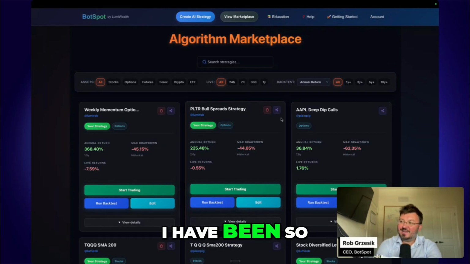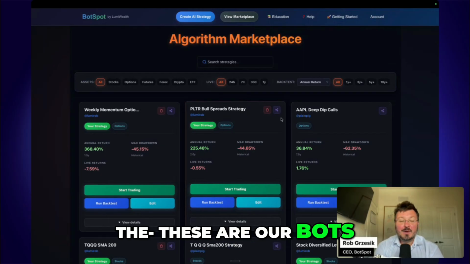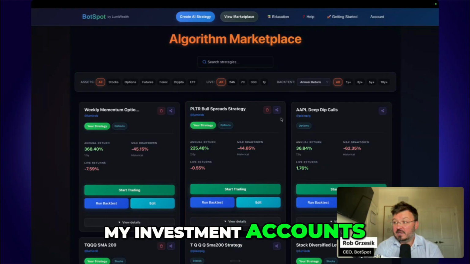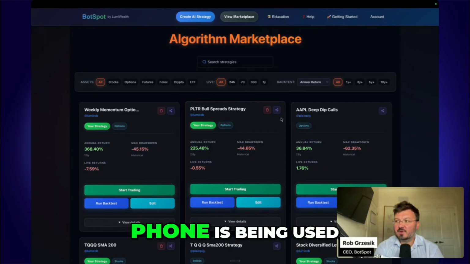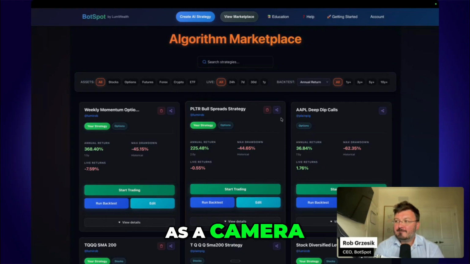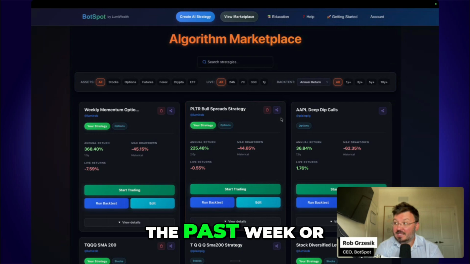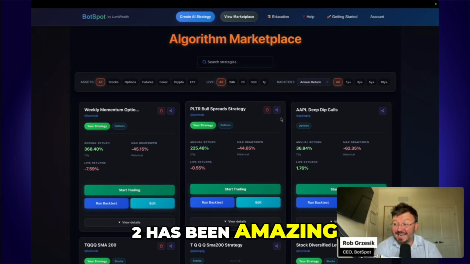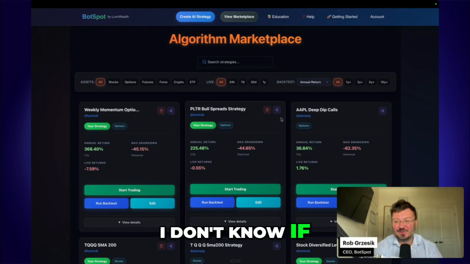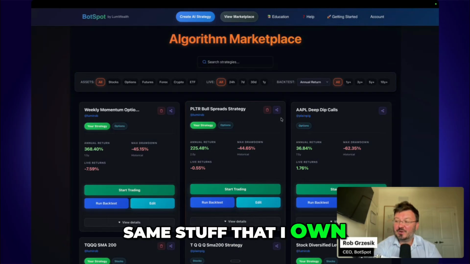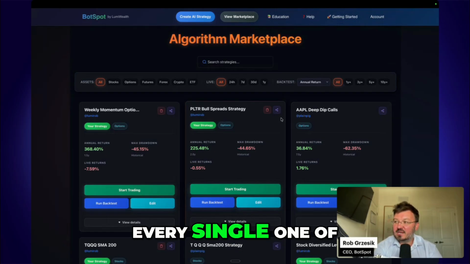So these are our bots. My investment accounts, I can't show you right now because my phone is being used as a camera. But holy crap, the past week or two has been amazing for my investment accounts. I don't know if you guys own the same stuff that I own, but I feel like every single one of the companies that I've picked and own options in have just hit big time.